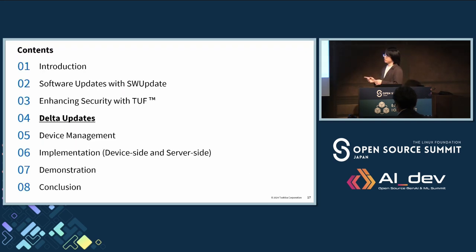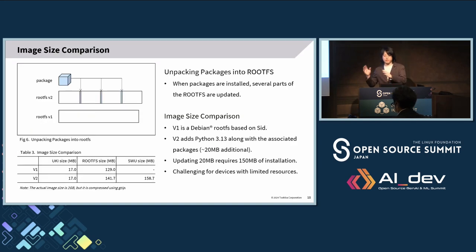In this section, I'll provide a brief overview of delta updates. But first, let's talk about the size of update images and how it impacts the system or devices, especially when using a root file system. When new packages are added, several parts of the root file system are updated, as shown in figure 6. For example, version 1 is a Debian-based root file system, and in version 2, we added Python 3.13 along with associated packages, totaling about 20 megabytes.